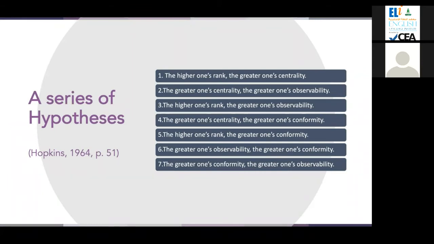Here you're showing the relationship between the variables, and this example is taken from Hopkins, 1964. As you can see, it's a series of hypotheses, not necessarily 7. It could be much less than that. It could be only 2 hypotheses or 1 hypothesis. That's fine, but that's the form of presenting it in writing, which is just in the form of a hypothesis, showing the prediction or showing the relationship between variables.